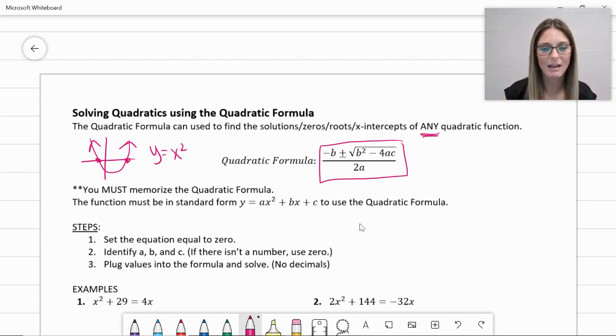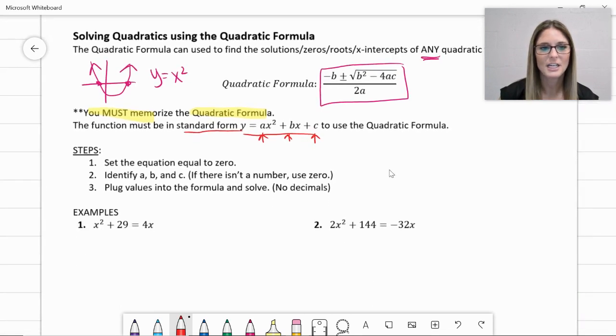It sounds like a mouthful, but the more you use it, the shorter the formula seems. I did put on here, you must memorize your quadratic formula. So when we take our end of course test, we are given a lovely reference sheet, a formula sheet, and guess what's not on there? The quadratic formula. So if you don't already know it, you need to memorize it because it will not be on our reference sheet. You also have a mention here that a function has to be in that standard form, y equals ax squared plus bx plus c, to use the quadratic formula. That way you can pull out your a, your b, and your c to put it in your formula.